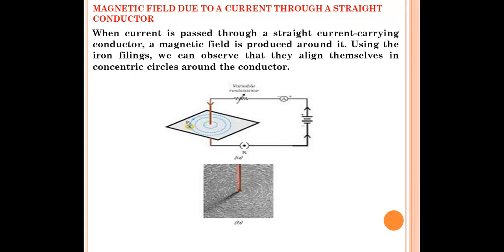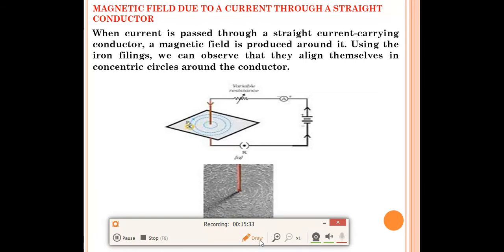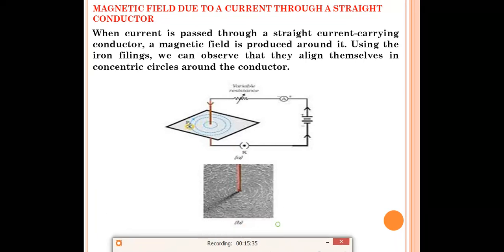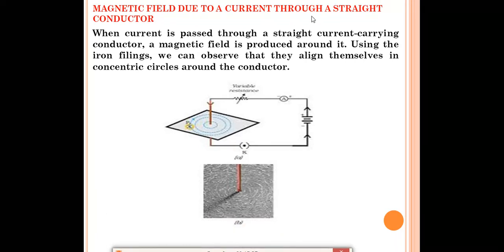So now the next topic is magnetic field due to a current through a straight conductor. Now we are taking a straight conductor, and how the magnetic field will be produced in that we'll study now. When current is passed through a straight current carrying conductor, a magnetic field is produced around it. So whenever current passes through a straight conductor, a magnetic field will always be produced around it. You should remember that wherever there is a current, a magnetic field will be produced.